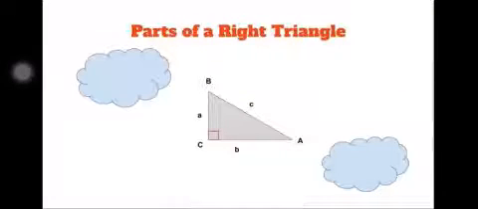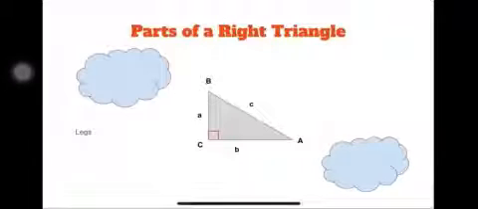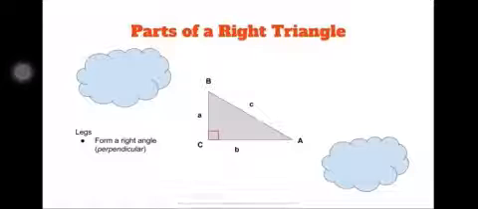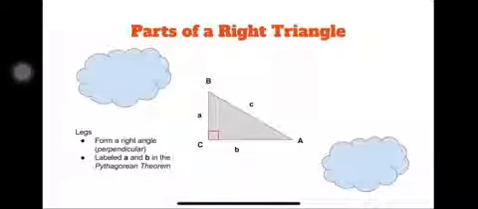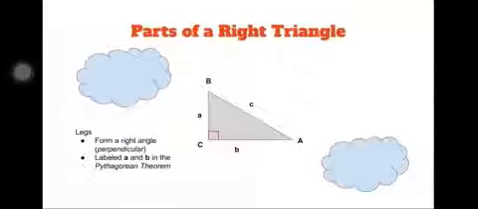Let's first talk about the parts of a right triangle. The legs form a right triangle. Notice that the legs are perpendicular. The legs are also labeled A and B in the Pythagorean theorem.